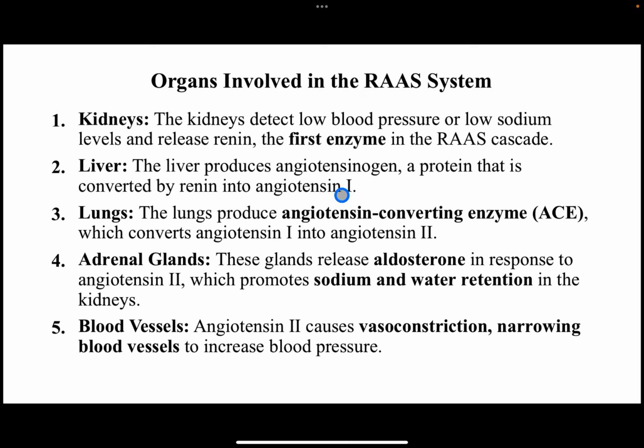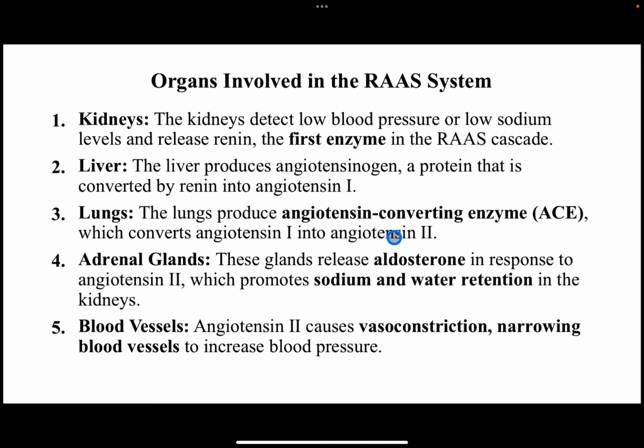Now, this angiotensin 1 is a less potent, inactive vasoconstrictor. It's a vasoconstrictor anyway, but it is less potent. This angiotensin 1 keeps circulating in the blood until it gets to the lungs. The lungs produce an enzyme called angiotensin converting enzyme, ACE, and this ACE will convert angiotensin 1 to angiotensin 2, and this angiotensin 2 is a potent vasoconstrictor.